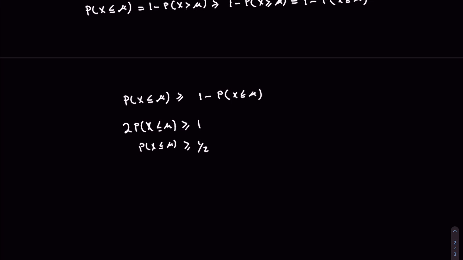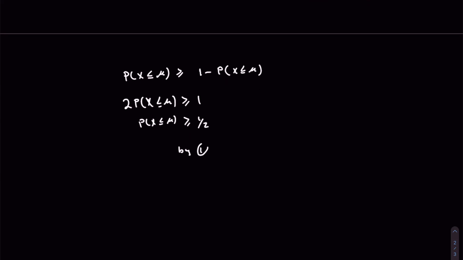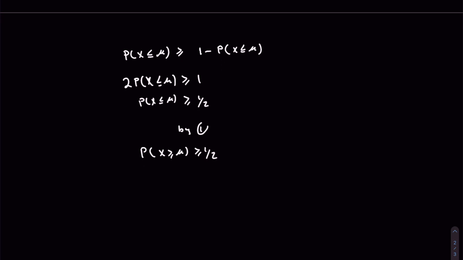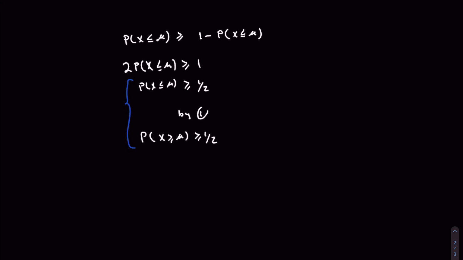And so we also have that the probability of x larger than mu has to also be larger than a half, and these together fulfill the definition of the median for mu. So mu has to be the median as well. Okay, so we have now done the mean and the median.